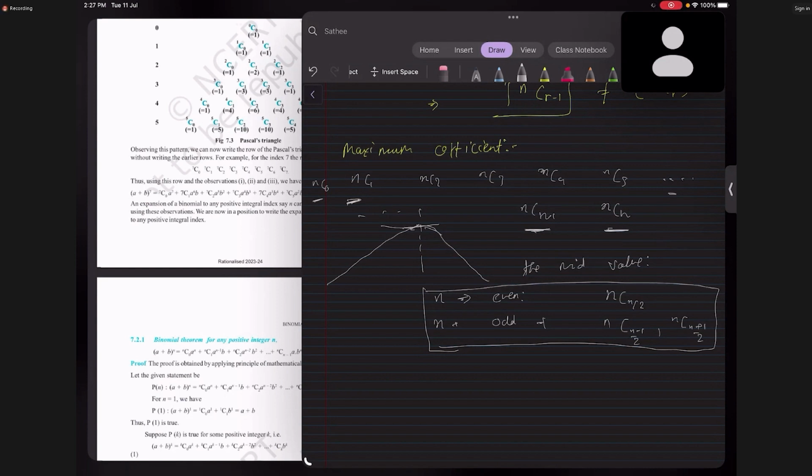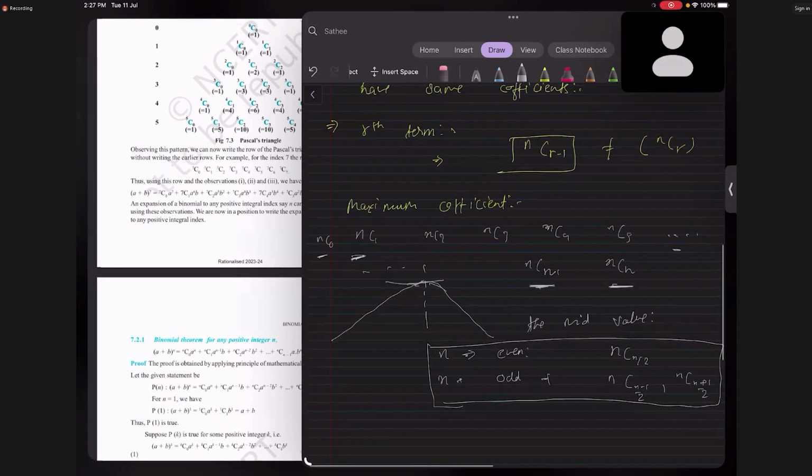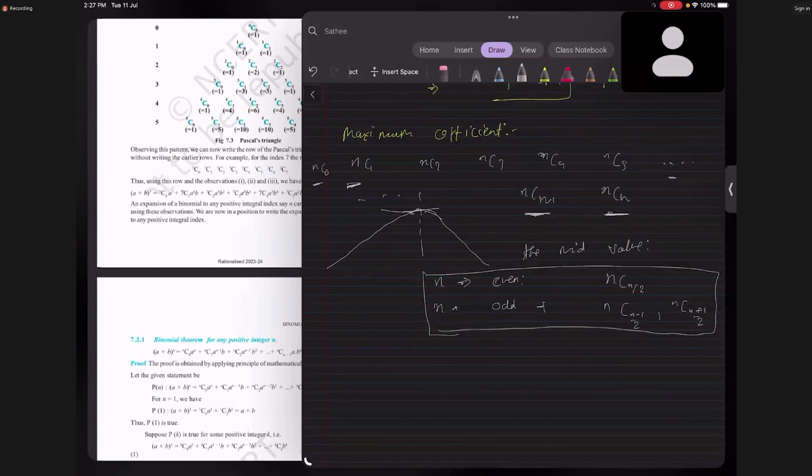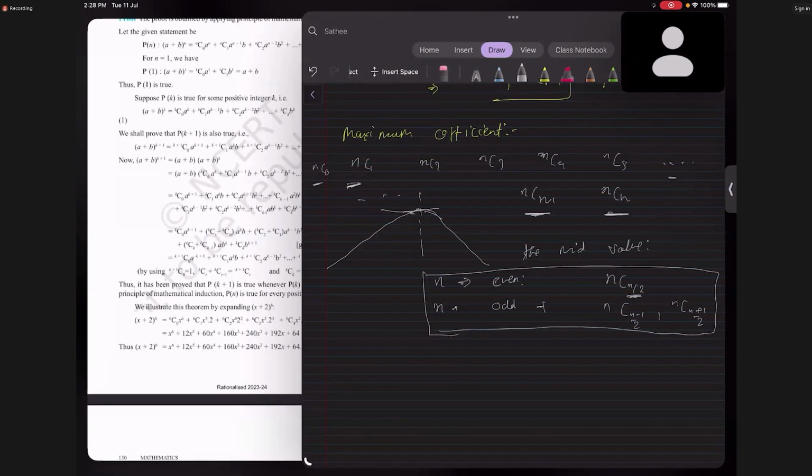Okay, so this is something that we must have studied in the combination chapter too, that the maximum value of the coefficient occurs when the selection is numerically half of the total value. Okay, so these are the things.